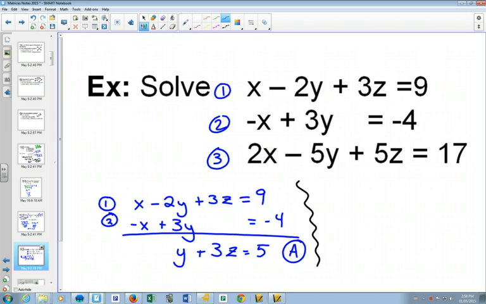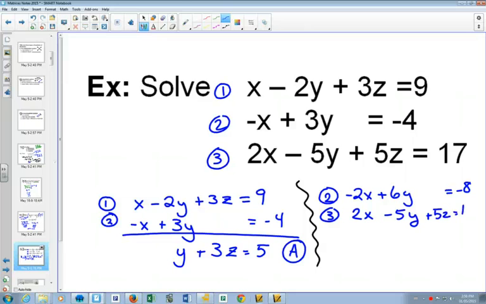Looking at this, I'm going to choose 2 and 3, and I'm going to multiply my equation 2 by 2, so that my coefficients of x are going to be the same but opposite signs. So when I take equation 2 and multiply it by 2, I'm going to get -2x plus 6y equals -8. And equation 3, I'm just going to rewrite: 2x minus 5y plus 5z equals 17. Now when I add those together, the x's give 0. This is just going to be y plus 5z equals 9. That's going to be my equation B.